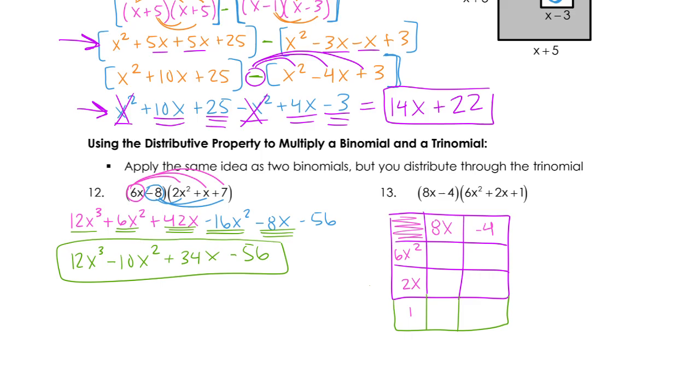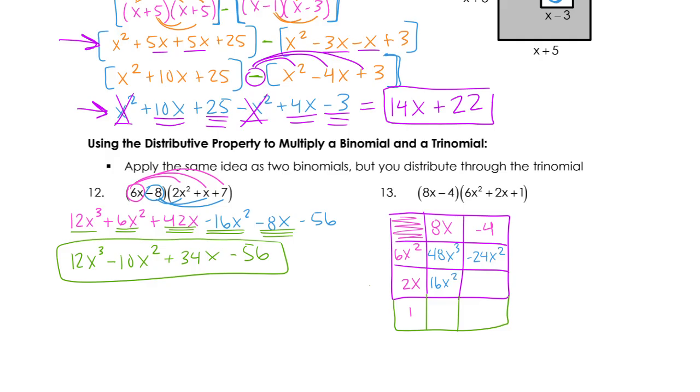So then now we have to make sure we multiply everything all the way through. So when I do that, 6x squared times 8x is going to give me 48x cubed. 6x squared times negative 4 is going to give me minus 24x squared. Then we have 8x times 2x is 16x squared.